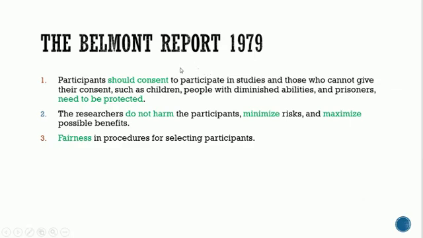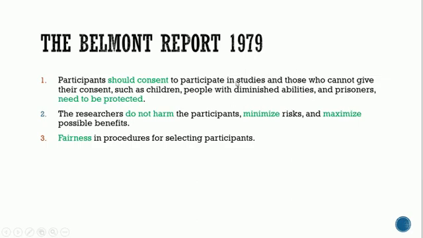So, the participants should consent. That means they should agree to participate. If they do not agree, then the researchers should not force the participants to participate. They should willingly agree to participate. For example, children cannot really say yes. They cannot really say no because they cannot really decide. So in that case, their parents should consent for their children to participate in the research.